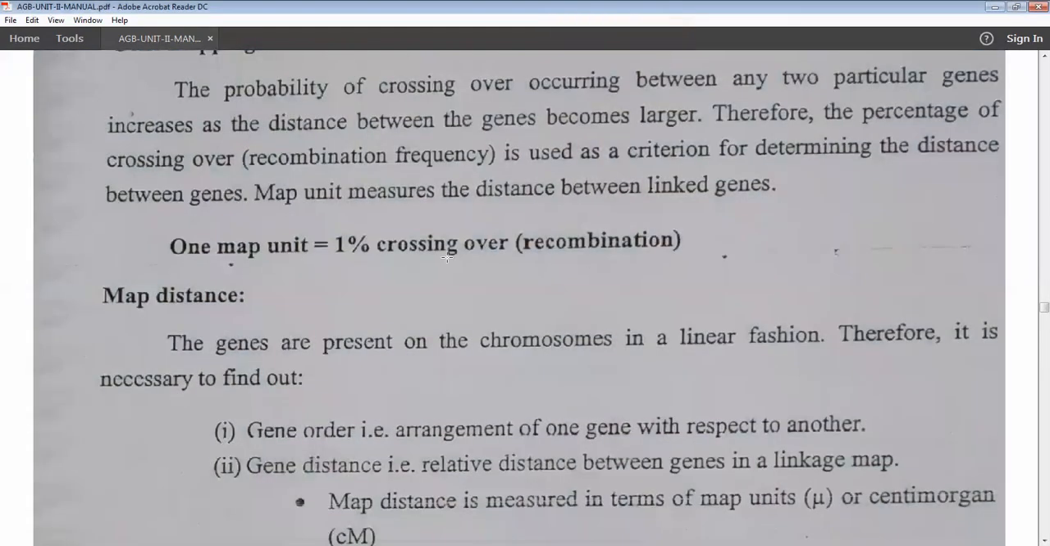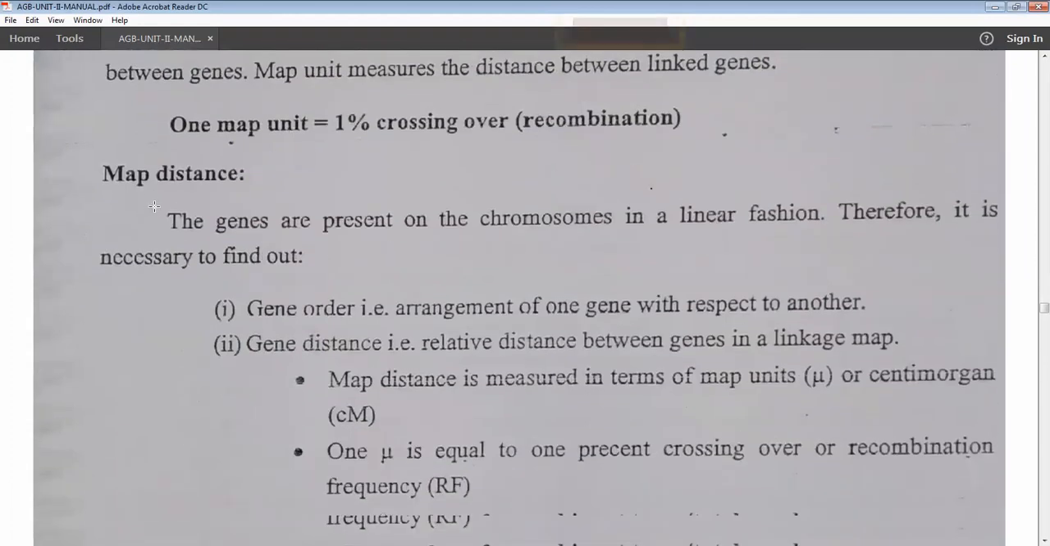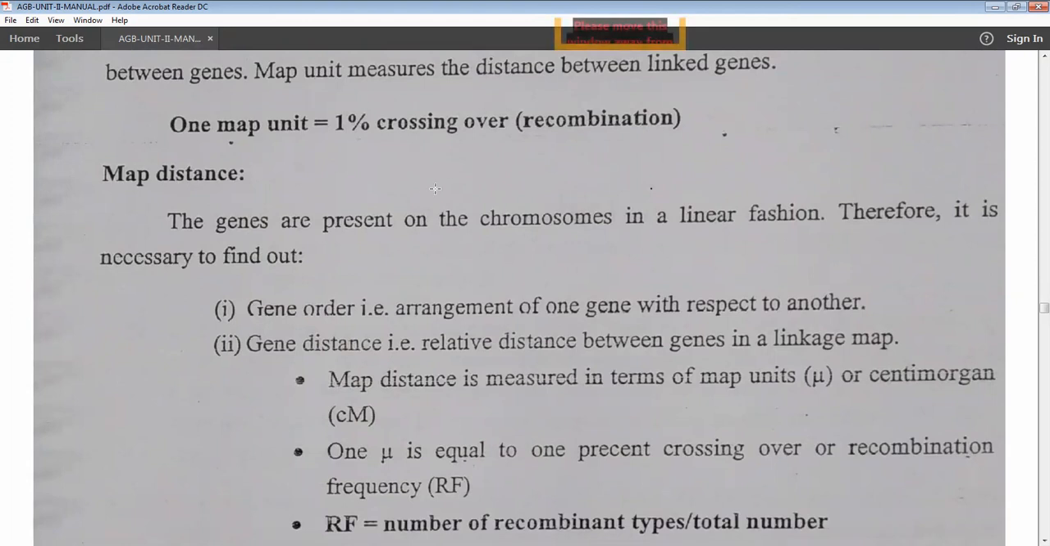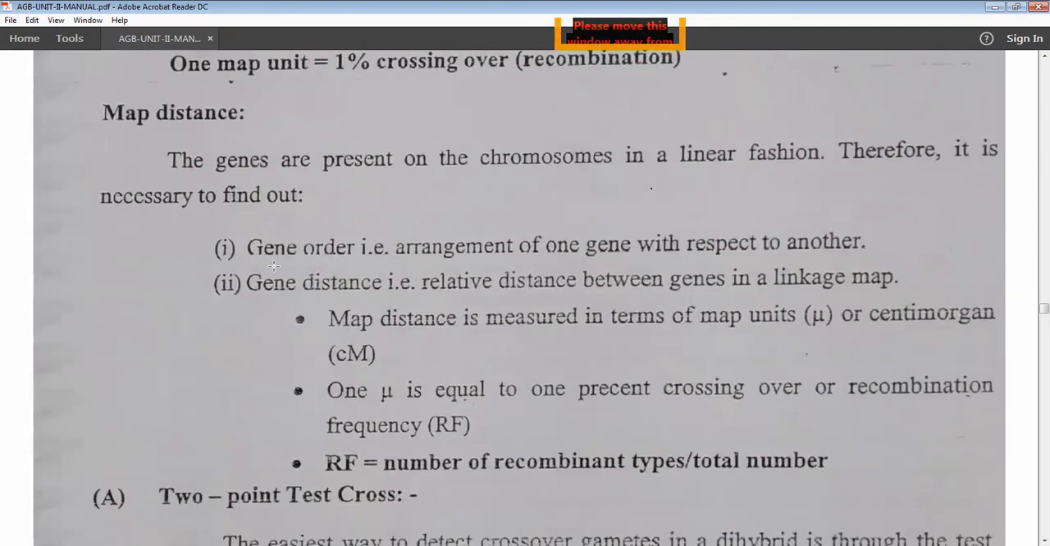Map units, okay. The map distance: the genes are present on the chromosome in a linear fashion. I had already drawn a diagram that on a single line we have A and B. On a single chromosome, these genes are present in a linear fashion. Therefore, it is necessary to find out the gene order and the gene distance.